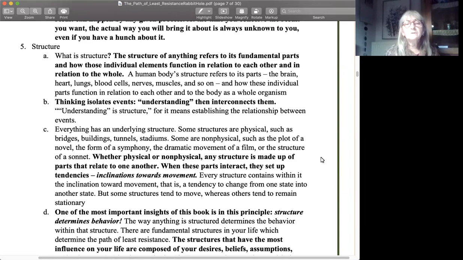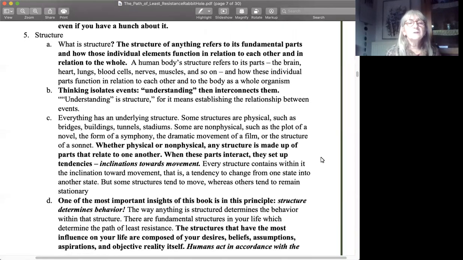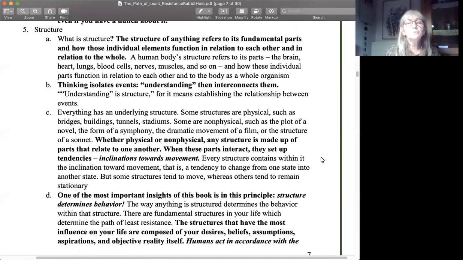When these parts interact, they set up tendencies, inclinations towards movement. Every structure contains within it the inclination toward movement, that is, a tendency to change from one state into another state. But some structures tend to move, whereas others tend to remain stationary.